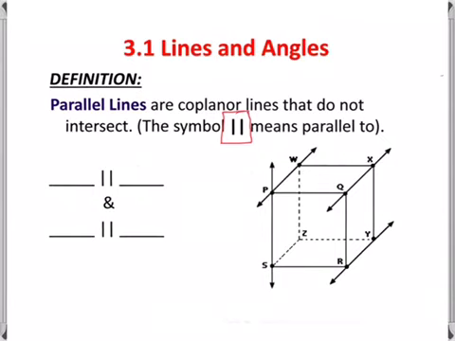So in this first example, we want to find two pairs of parallel lines from this diagram. Parallel just means that they do not intersect. So two lines that I can see right off the bat would be QX and PW. So I'm going to say that QX and PW are parallel. They do not cross.